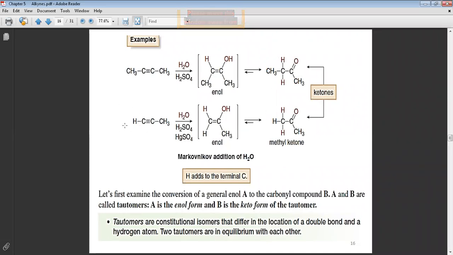Now, if you have this, the H goes to here, and the OH goes to here. This is also an enol. For the keto form, this proton comes to here, and the double bond is formed here. It will also give you a ketone. This ketone, and this ketone.